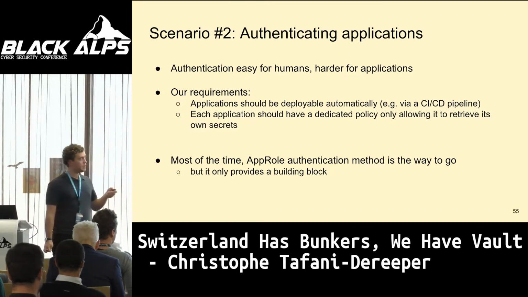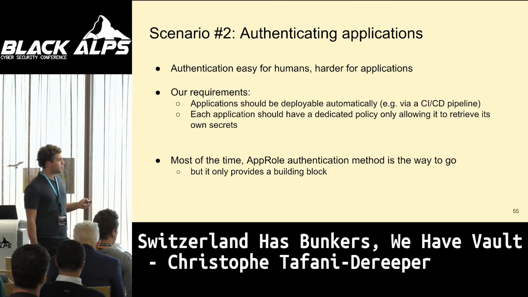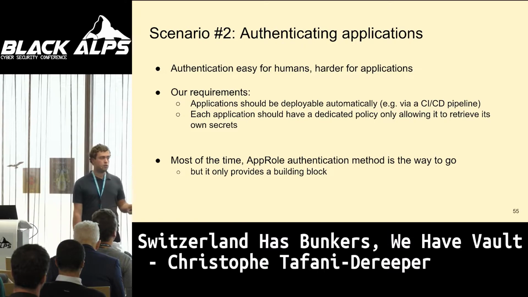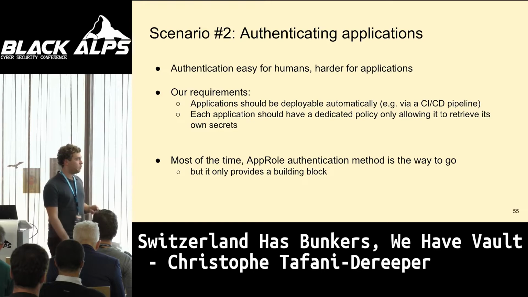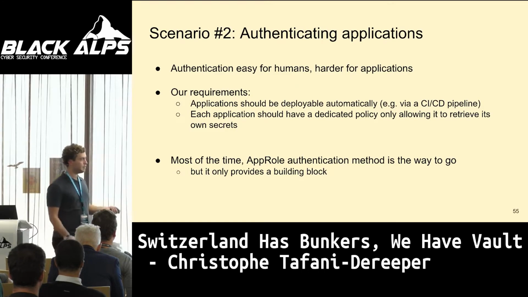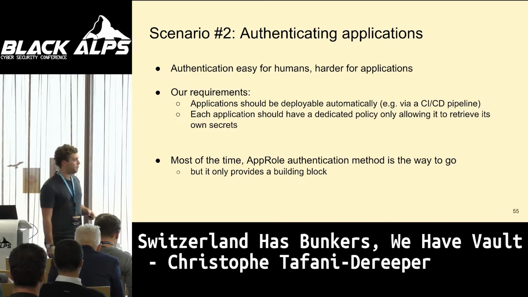We're going to see two ways that we can do it with Vault, but it's not specifically bound to Vault, and it applies to other technologies as well. So our requirements are that we want to be able to automatically deploy applications, so we don't want somebody running commands on a machine to deploy them. And we want every application to have a dedicated policy that allows it to only access its own secrets. If you have a credit card service and a marketing service, you don't want the marketing service to be able to access the credit card secrets.